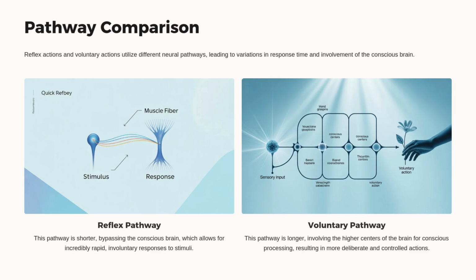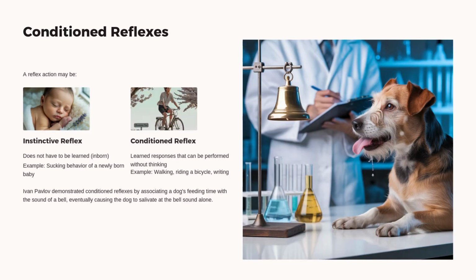This pathway is shorter, bypassing the conscious brain, which allows for incredibly rapid, involuntary responses to stimuli. Voluntary pathway. This pathway is longer, involving the higher centers of the brain for conscious processing, resulting in more deliberate and controlled actions.